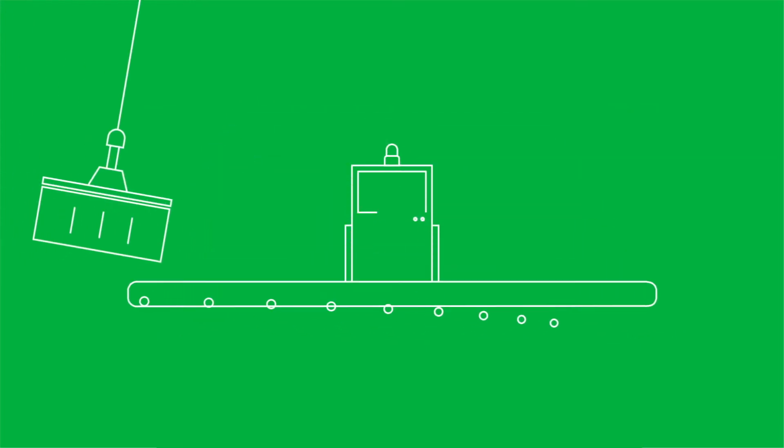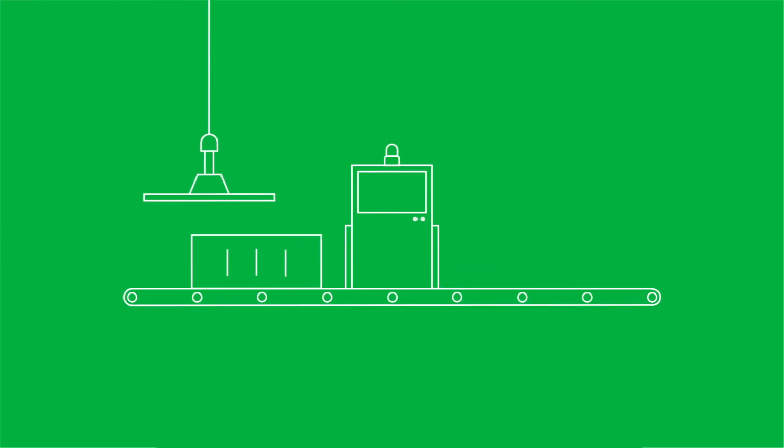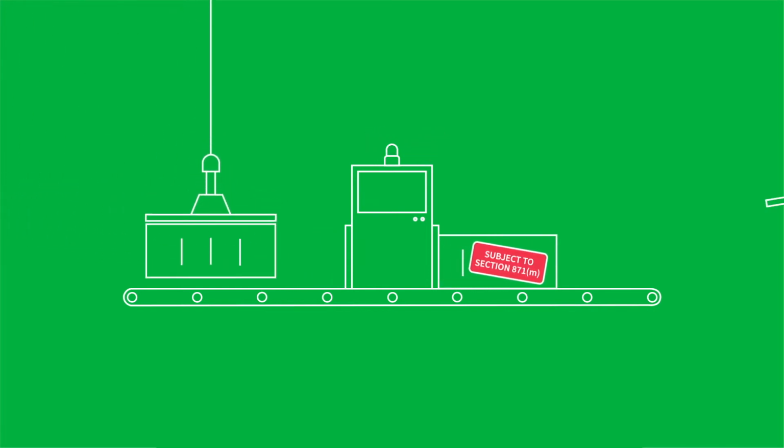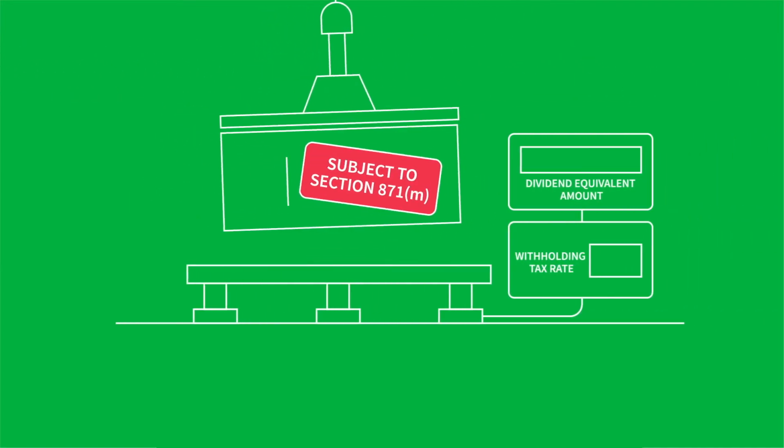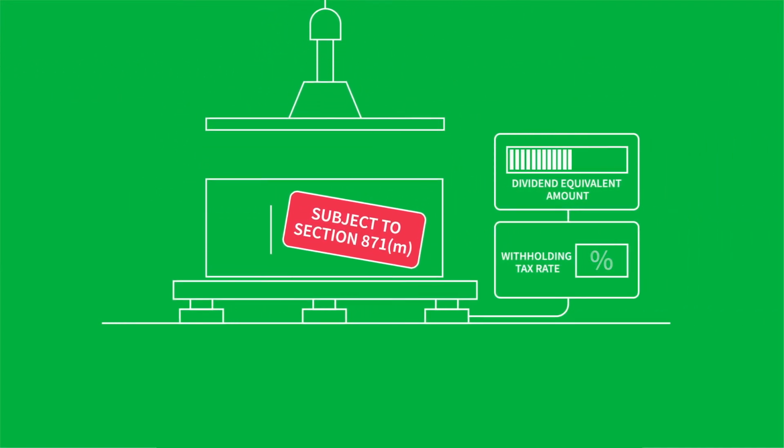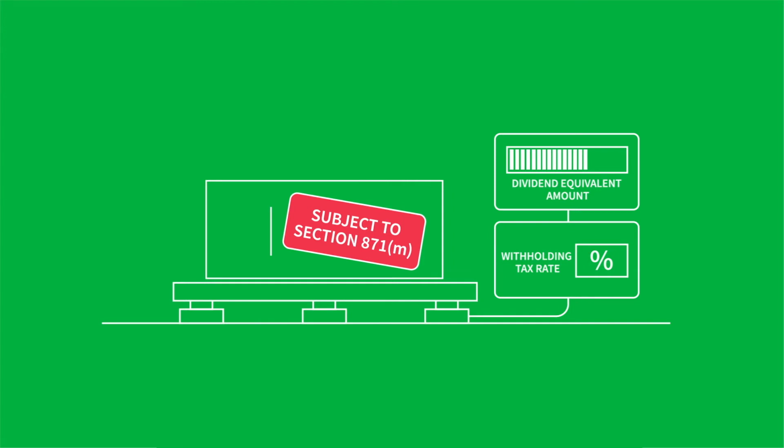The Tax Solutions screening process determines when an equity derivative is in scope and subject to Section 871M. Then, we calculate the dividend equivalent amount subject to withholding by looking at the specific corporate action event and provide withholding tax rates based on the counterparty tax profile.